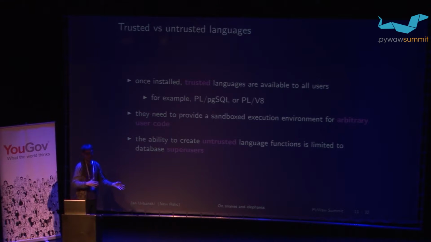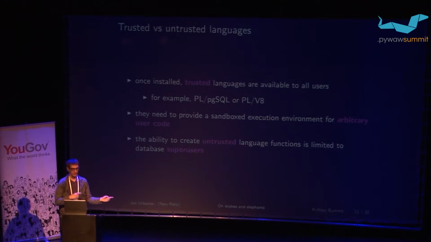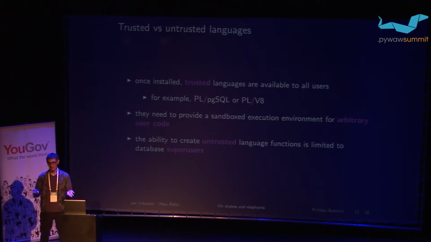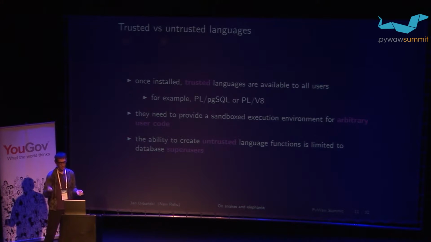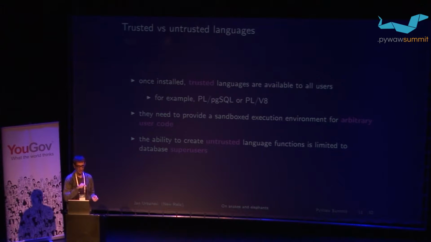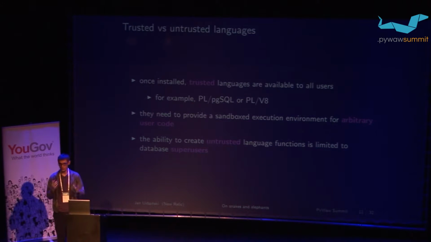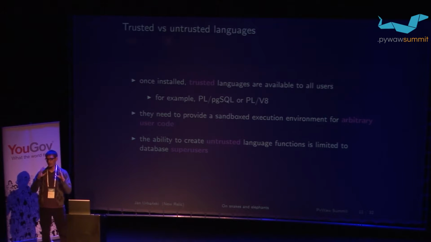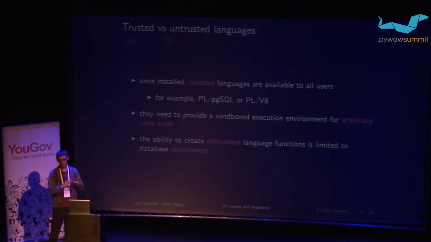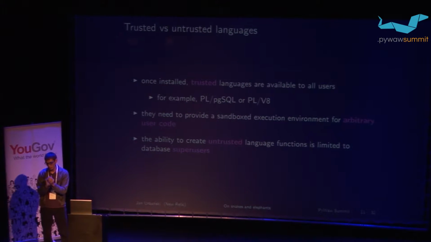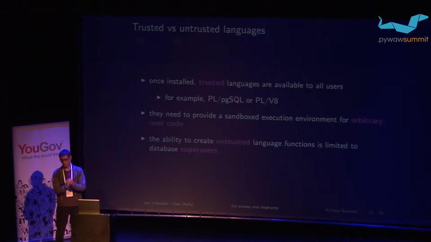And all the languages that are not trusted are untrusted. And untrusted languages can only be used by superusers. So you need to be a database superuser to define a procedure in an untrusted language. Now, the question is, is PL/Python trusted or untrusted? How do you feel? Yeah, PL/Python is untrusted. And here's the thing. It used to be trusted. So there used to be a version of PL/Python that was trusted. Just like there's a version of PL/Perl that's trusted, because the core developers believe that you can lock down an embedded Perl interpreter to make it safe to run arbitrary user code.